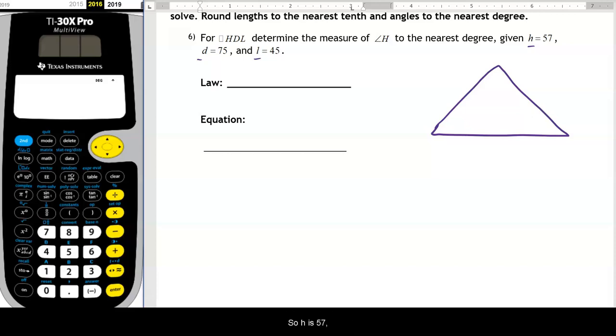So H is 57, which means the angle across from it will be angle H. Side D is 75, the angle across from that, angle D. And side L is 45, and again the angle across from that will be angle L. So since we have three sides for our triangle, we're going to have to use law of cosines.